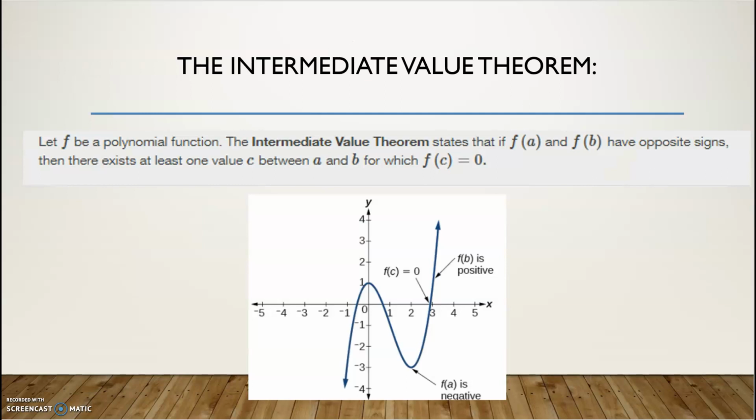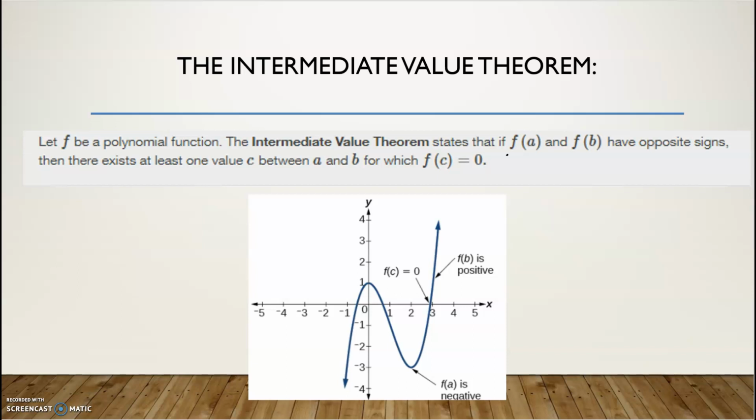Now let's talk about the intermediate value theorem. Let f be a polynomial function. The intermediate value theorem states that if f of a and f of b have opposite signs, then there exists at least one value c between a and b for which f of c is equal to 0.